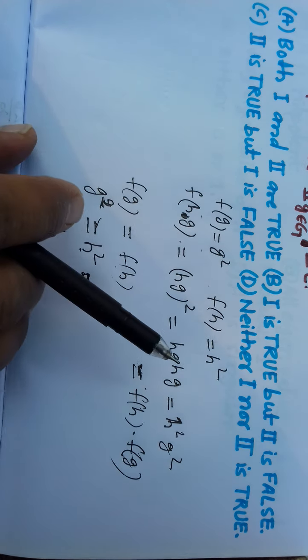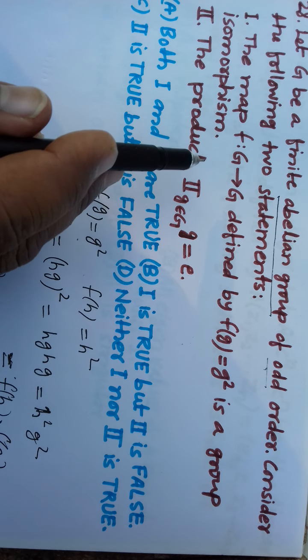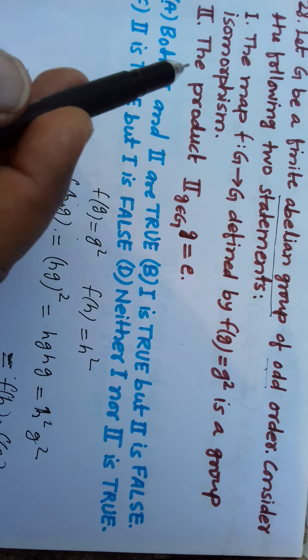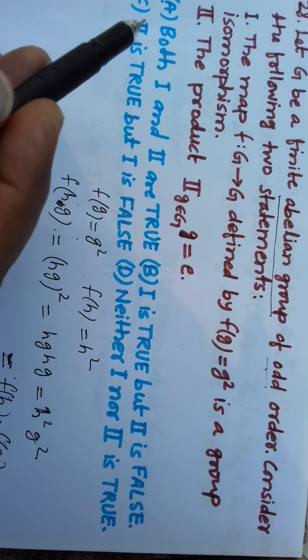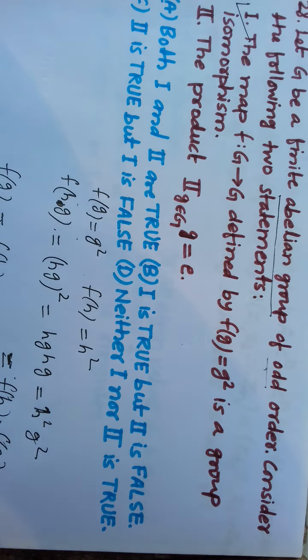So you have homomorphism plus 1-1. So this is a group isomorphism, because we have both homomorphism and 1-1. So this statement 1 is true.